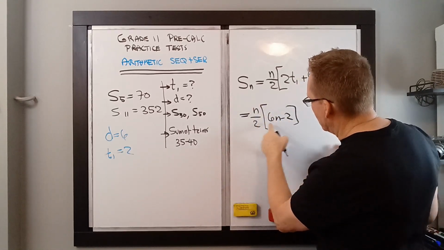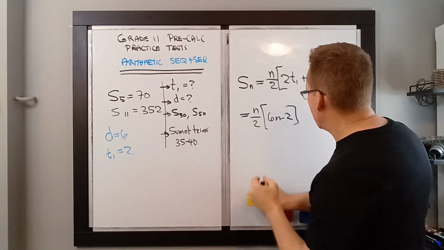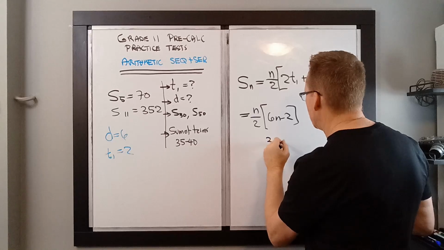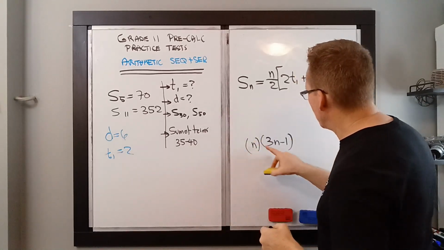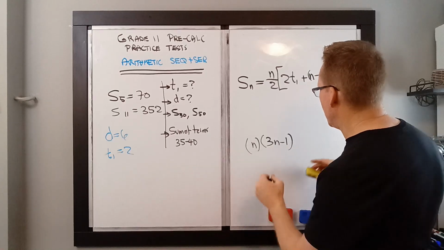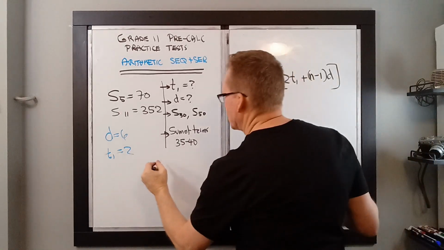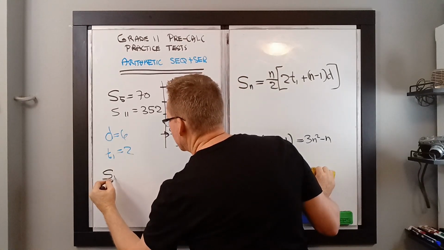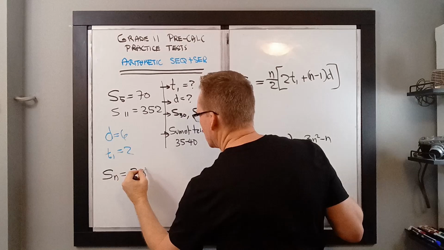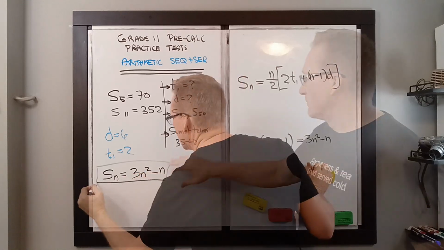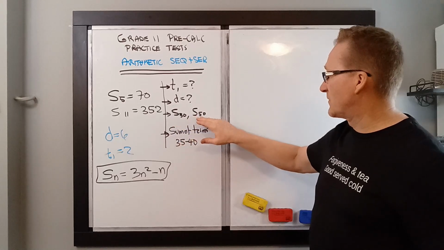I'll divide everything by 2. We're going to have this being a 3 and a 1. So I'm going to go 3n minus 1 times n. You could bring this in here, 3n squared minus n if you want to. Either way, both are totally correct. So I'm just going to write the formula out here for the sum of n is equal to 3n squared minus n. Find S30 and S50, the sum of the first 30 terms, the first 50 terms.